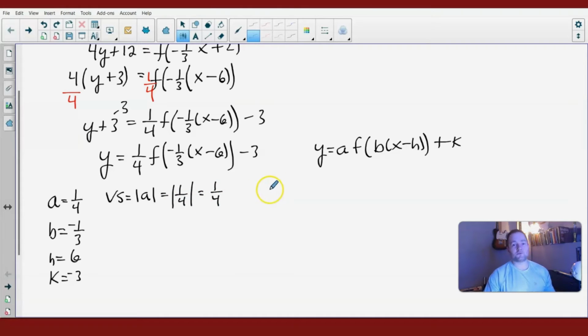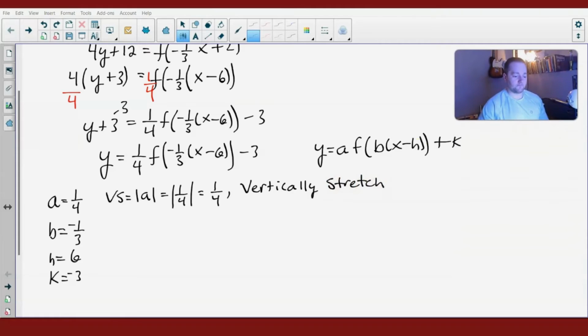So depending on how particular your teacher is, they might tell you to write something like this: vertically stretched by a factor of 1 over 4. So in comparison to the original, this thing is shorter, right? It got shorter.